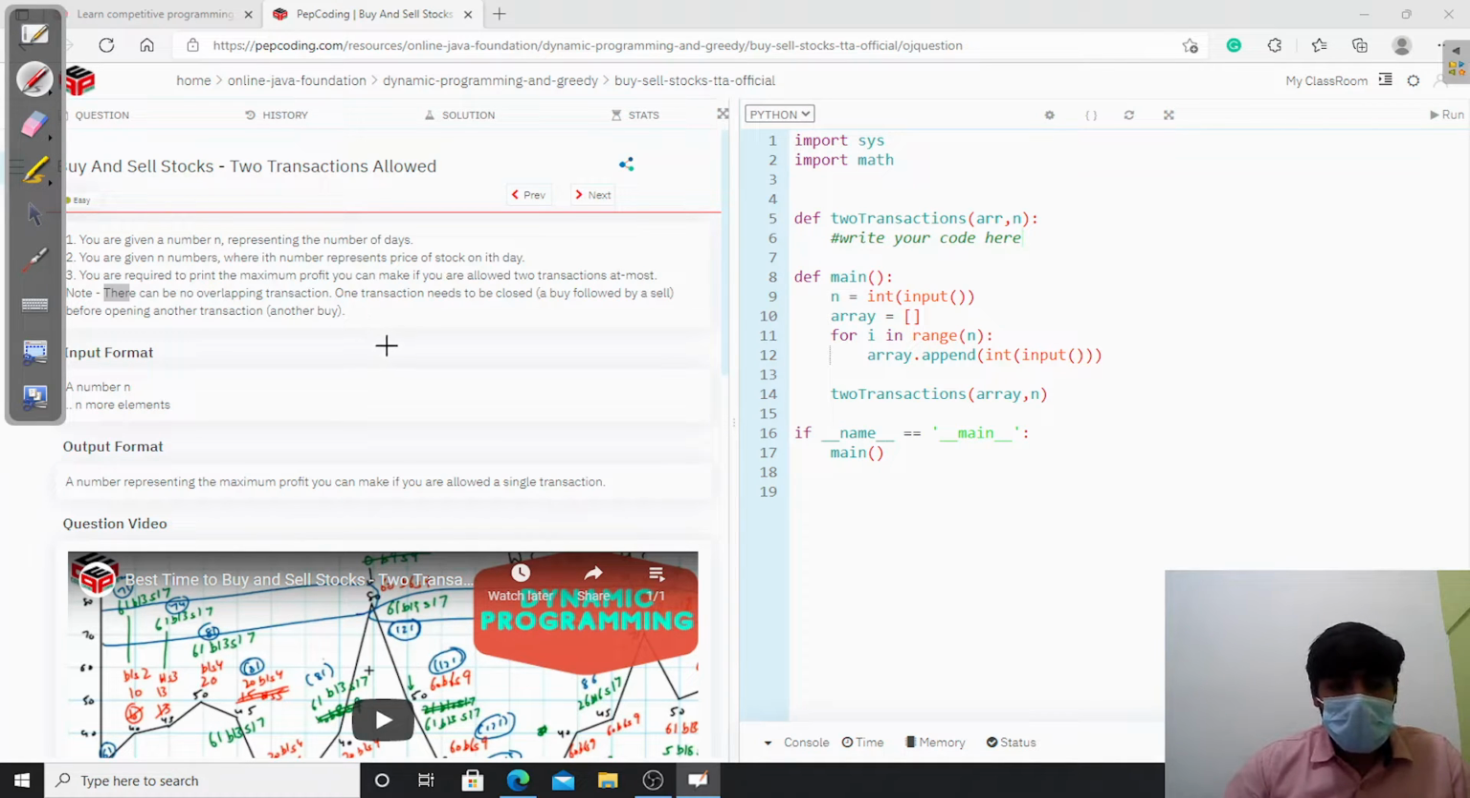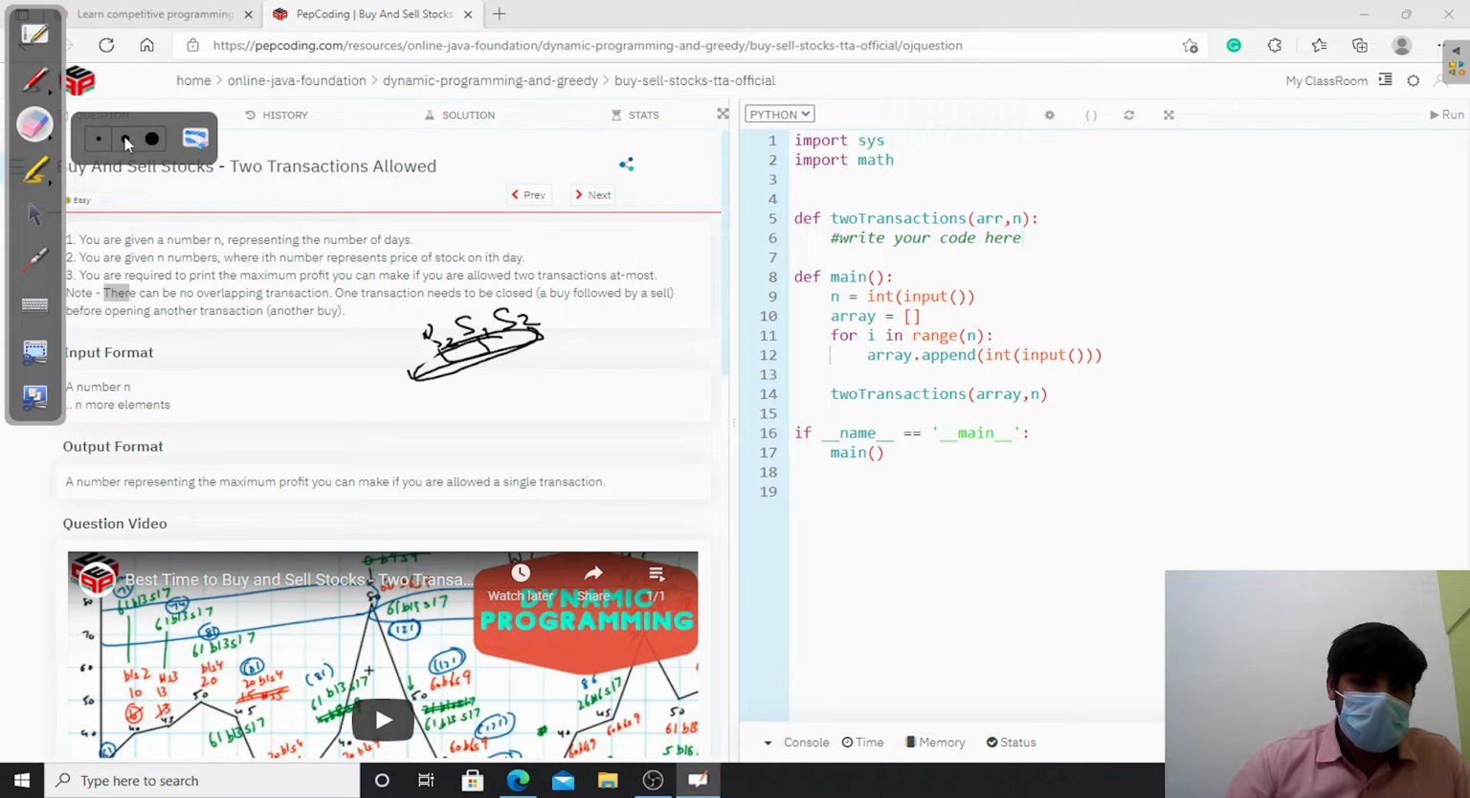What is overlapping of transactions? Like buy one, buy two, sell one, sell two. So we are buying another stock without selling the first one, then we are selling the first one, then we are selling the second one. So there is overlapping between these stocks, and we cannot do this type of overlapping here.